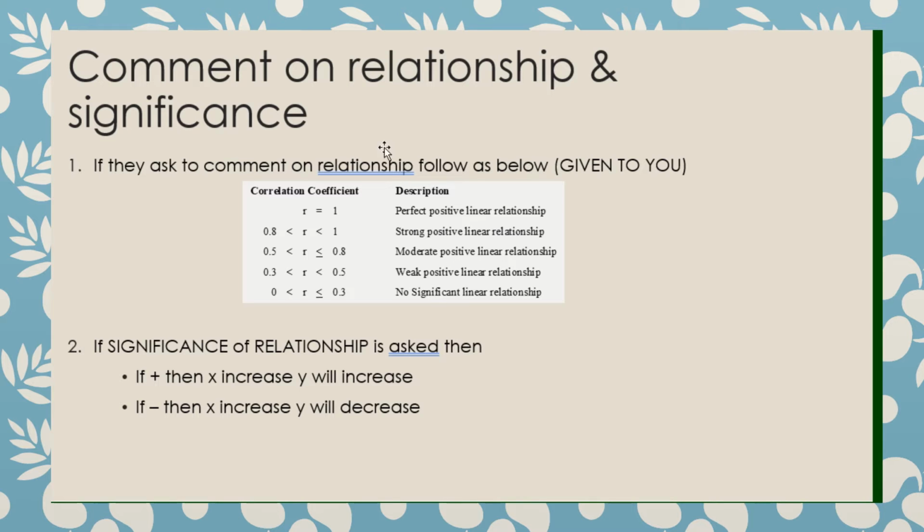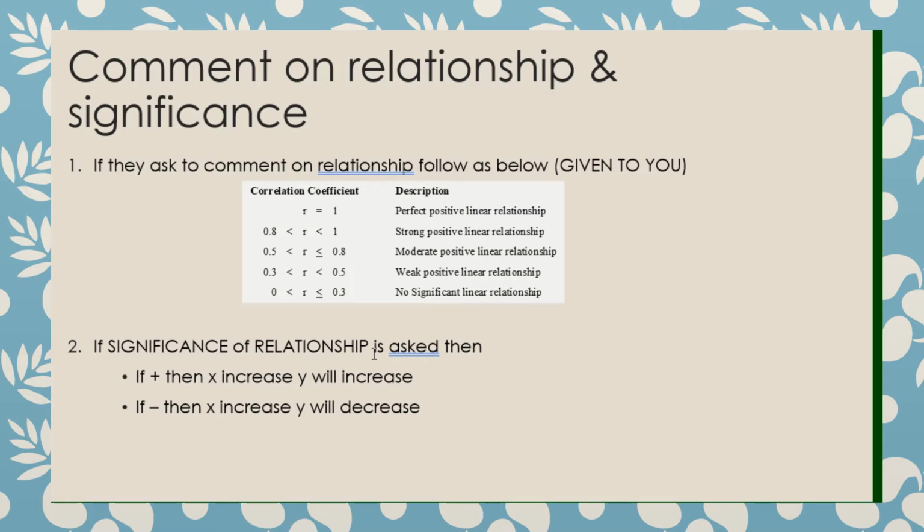And then comment on a relationship. It's easy. You just follow whatever they are giving you here. Basically whatever it's here, they're already given to you. You just follow and comment, but you cannot just stop there. I see a lot of you are stopping here. Must be strong positive linear relationship between what and what. Understand?